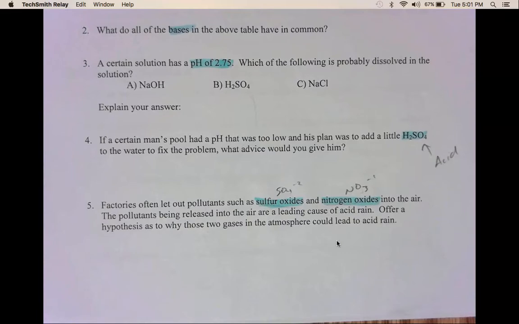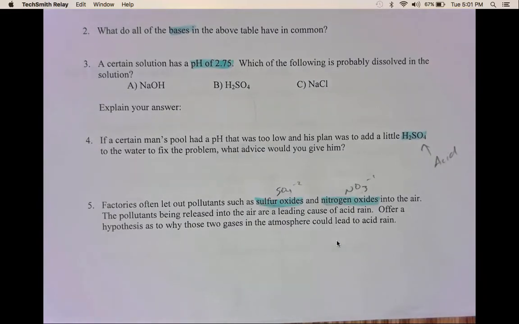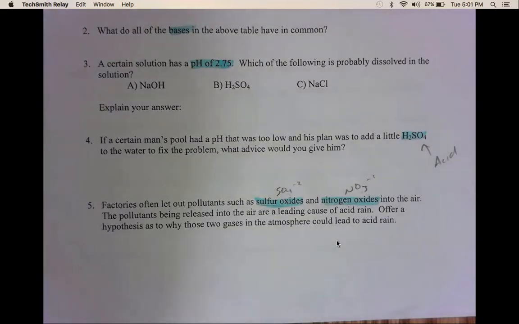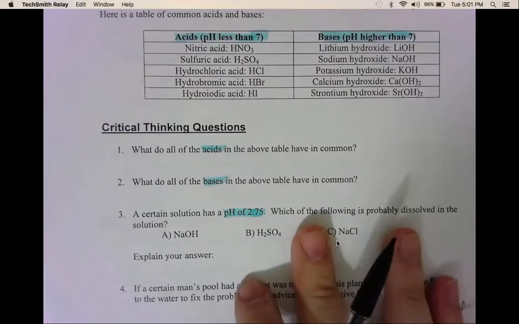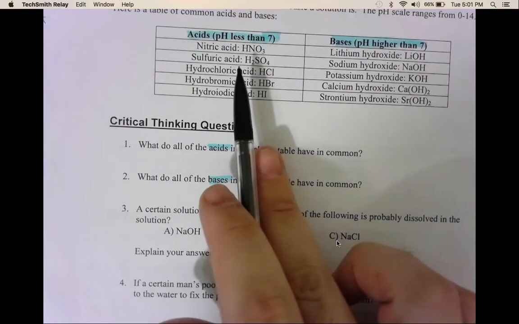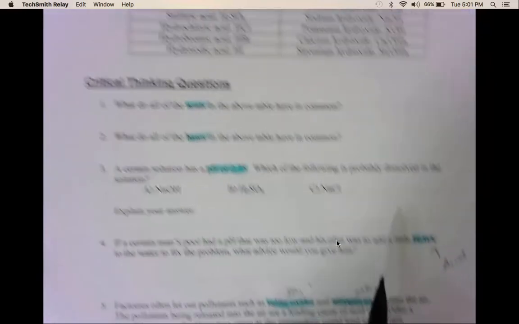Question four says a guy has a pool. Whenever you have a pool, you need to manage the pH. That way it doesn't damage your skin when you're swimming in it. So he already knows that his pH is a little bit too low, so he wants to add some H2SO4 to it to try to fix the problem. Remember, guys, H2SO4 is sulfuric acid, which means it is an acid. So would adding an acid to something that already has a low pH raise it? Remember, you can look up here to see what the pHs of acids usually are.